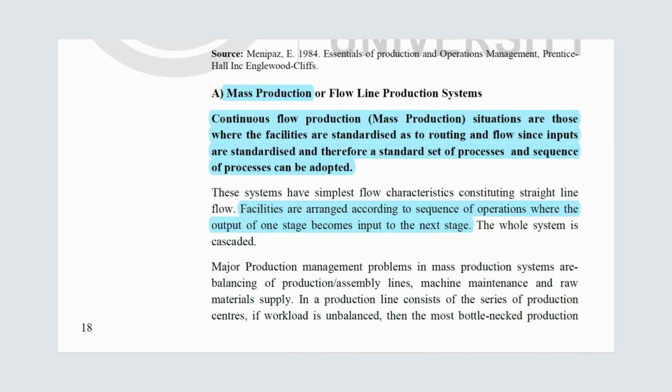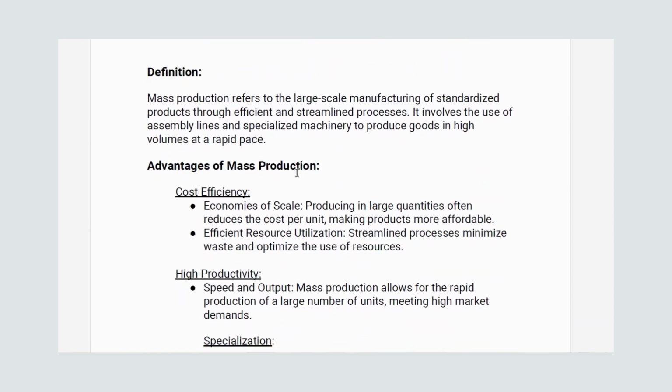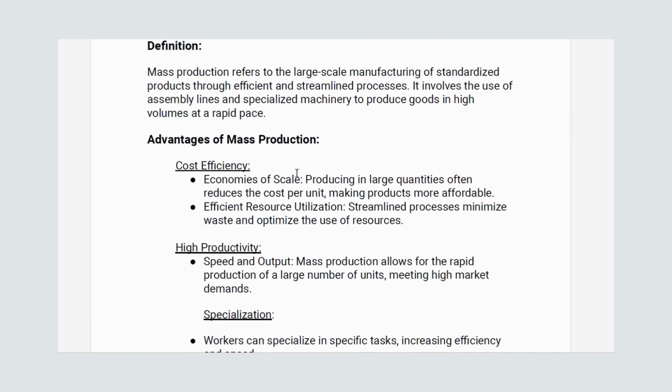Okay, so that is what it is called mass production. The advantages in mass production: one of the main advantages is cost efficiency. As we are producing a large quantity of products, we can reduce the cost per unit, and this makes the product more affordable. Because of this production in large quantities, we can minimize the waste and optimize the use of resources by streamlining the processes.